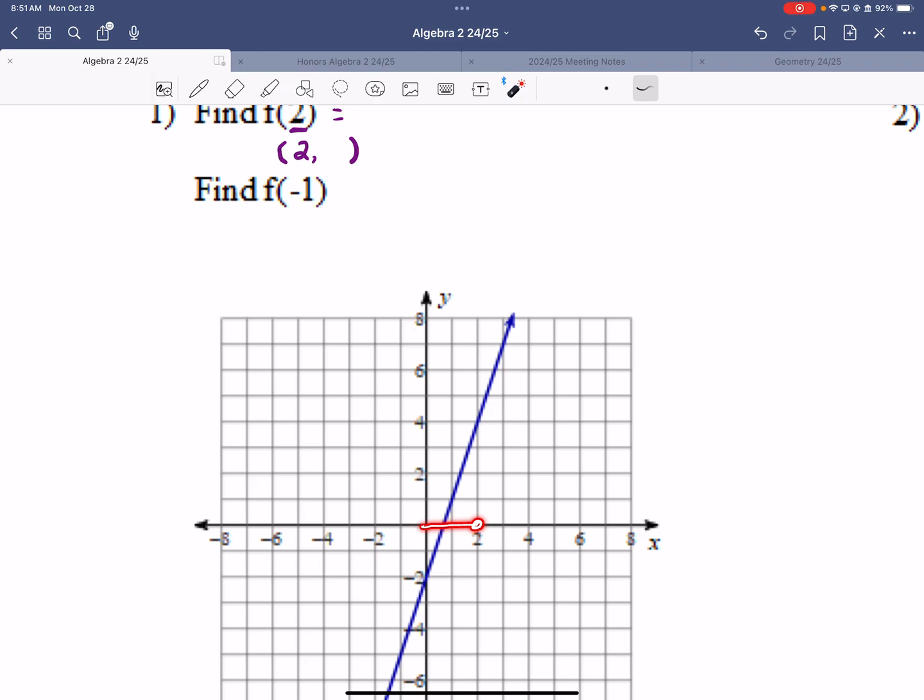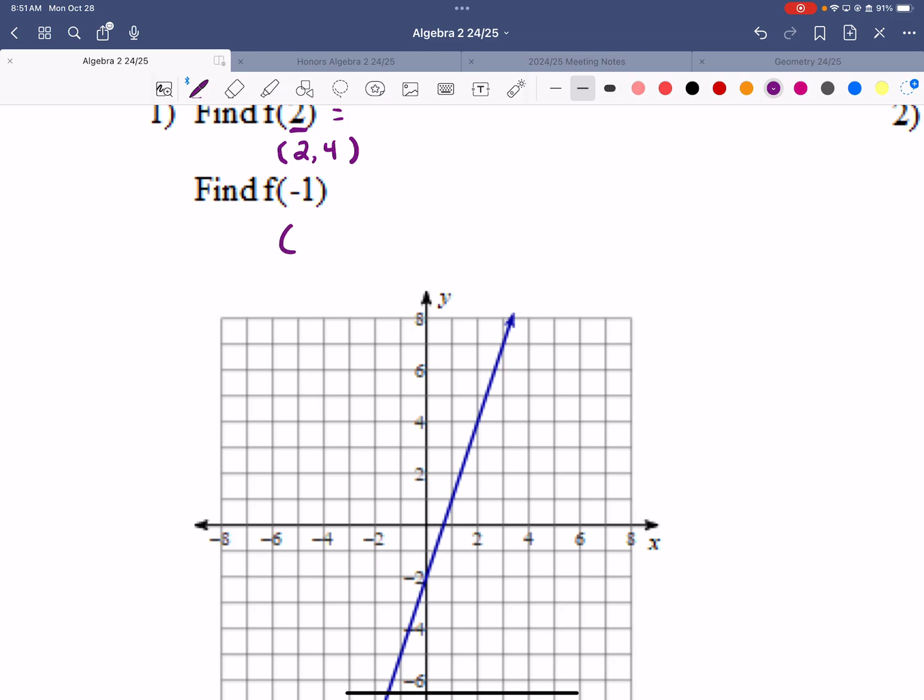In order to find the y value, what I need to do is find out where my graph meets, if I draw a vertical line through 2, x is 2's vertical line. And that's going to be my y value. So if x is 2, y is going to be 4. So this is the point 2, 4. That's the point on the graph.